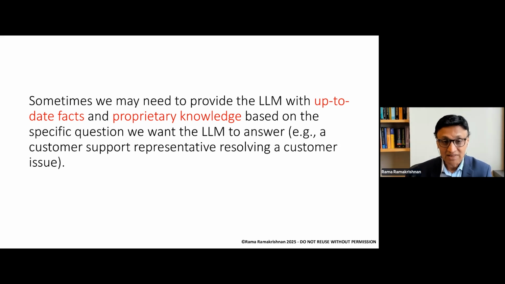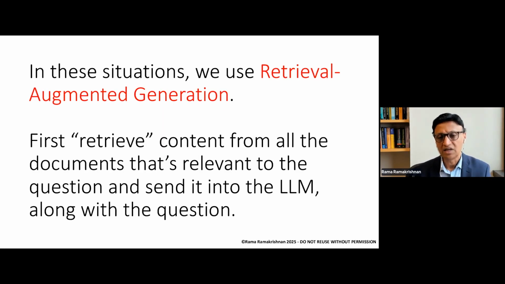A good example would be building a chatbot for a customer support use case, where a customer comes in with a particular question, maybe about whether they can return a product. The customer support rep will typically take that question, but may have to consult some product return policy documents and so forth to be able to answer it. And if you want an LLM to do something similar, of course, it needs access to all these documents. So in these situations, what people do is a technique called retrieval augmented generation.